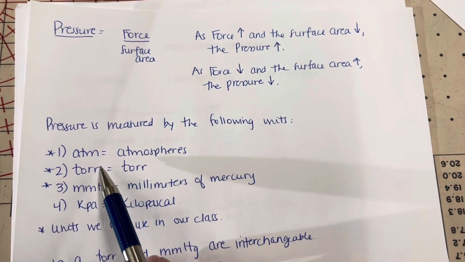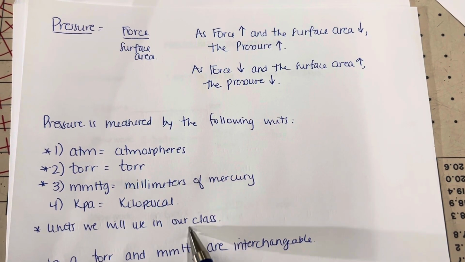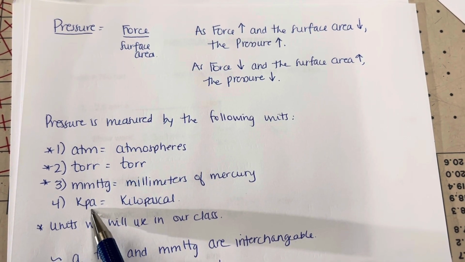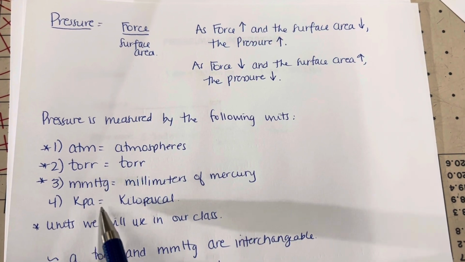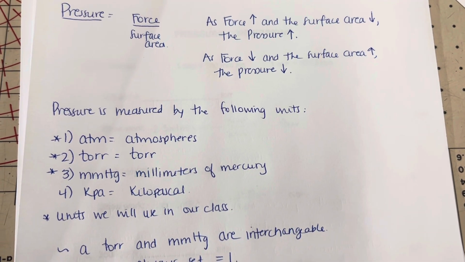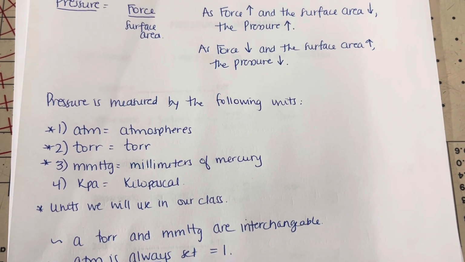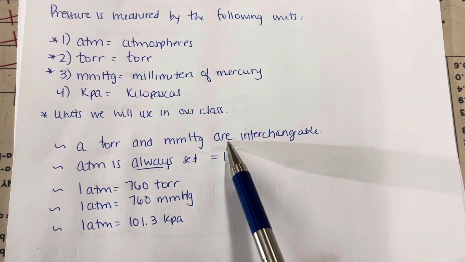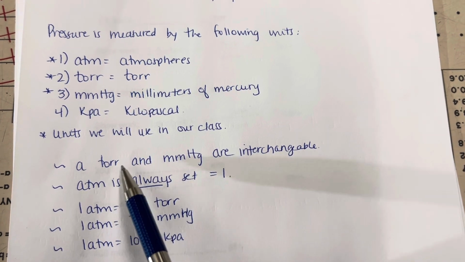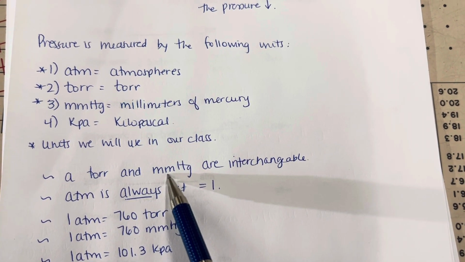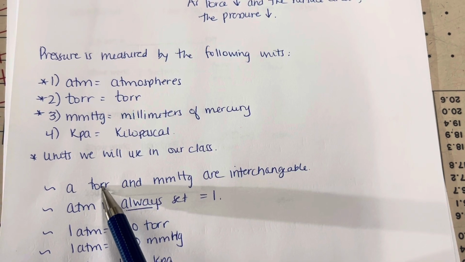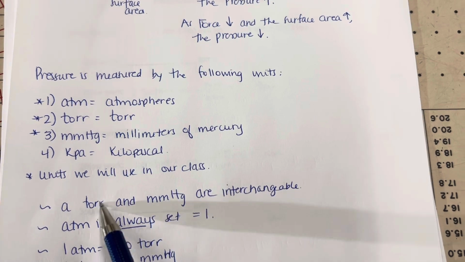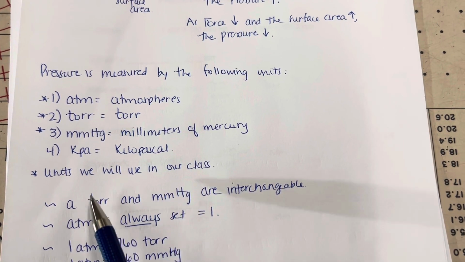Now, we'll use atmospheres, torrs, and millimeters of mercury in our class. If you take physics, you'll use kilopascal and pascal. So I have a couple of practice problems just using the kPa, just so if you don't take physics, you have a couple of examples. Now, a torr and a millimeter of mercury are interchangeable. That basically means that a torr and the millimeter of mercury are the same. So if I give you a problem that says torr and another unit that says millimeters of mercury, you can either use them both as torrs or you can use them both as millimeters of mercury.